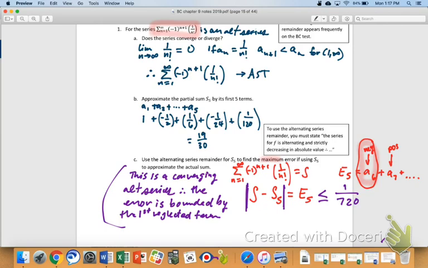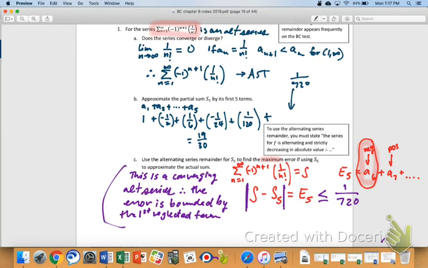Question, Liz? So 720 is the absolute value of A6? 1 over 720. Yeah, 720th. Right. So if you kept going up here, like if we said, what's missing here, what term did we leave off? That would be when n is 6, and 6 factorial is 720. So 1 over 720 was that first term that we left off to form our partial sum. For an alternating series, that's going to define our maximum error. It's going to bound our error.